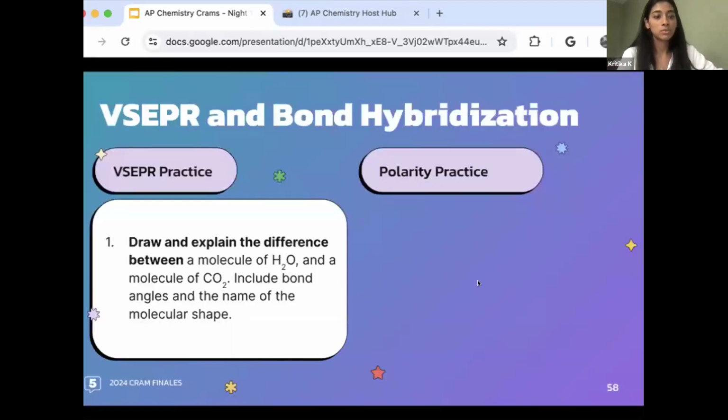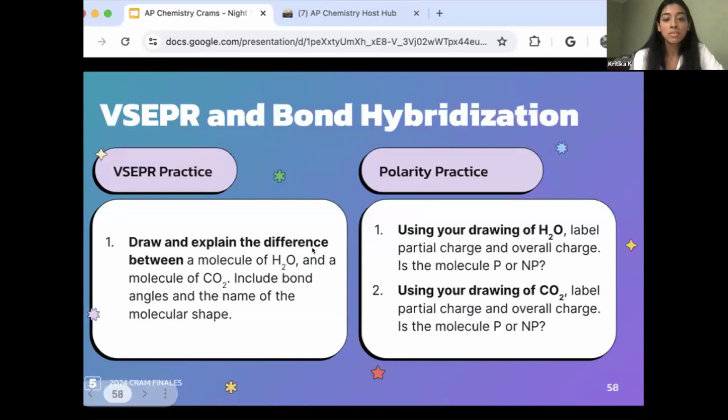I'm going to put both of the practices up for a minute, and then we're going to go over the answers. For VSEPR, it says draw and explain the difference between a molecule of H2O and a molecule of CO2. Include bond angles and the names of molecular shapes. Polarity practice: using your drawing of H2O, label the partial charge and overall charge. Is the molecule polar or non-polar? And then do the same for CO2.